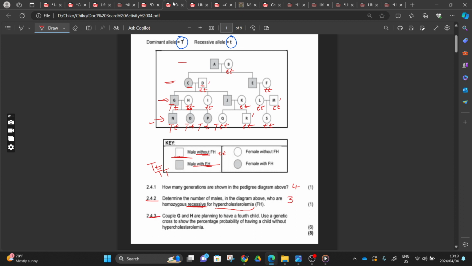3. Then number 4: a couple, G and H. This couple here, couple G and H, are planning to have a fourth child. Use a genetic cross to show the percentage probability of having a child without hypercholesterolemia. It means small letter t, with 1%, right?